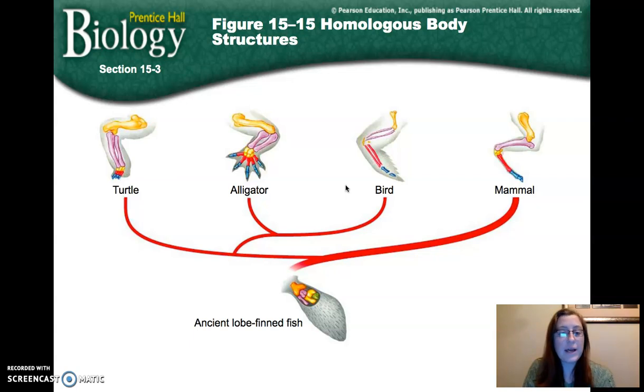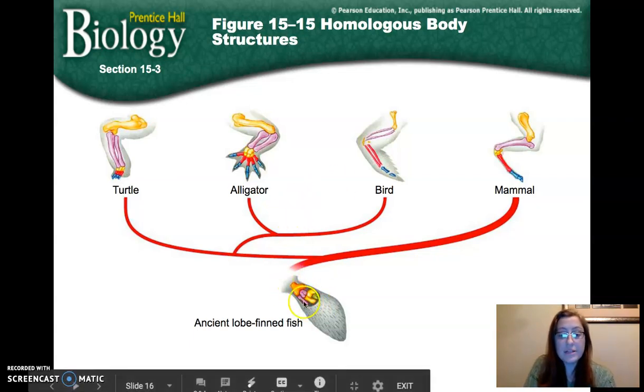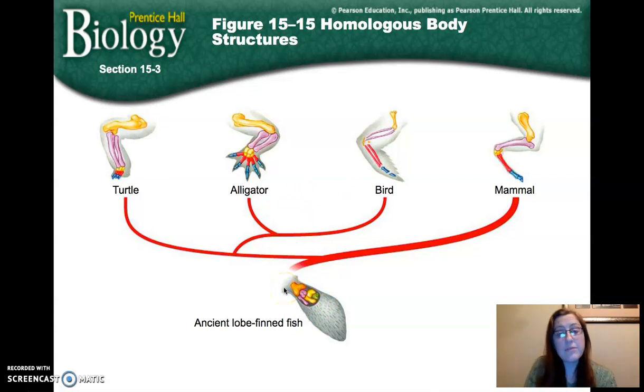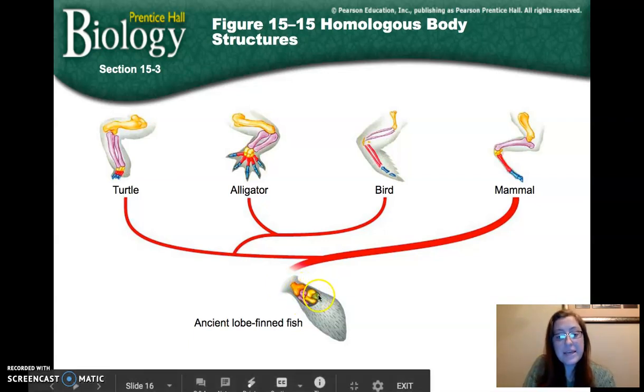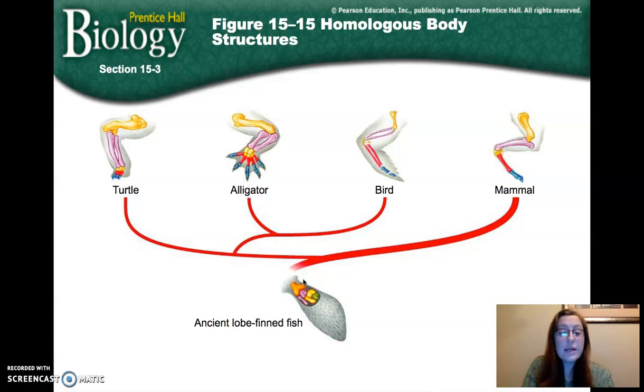So when we look back into ancient times and we look at a common ancestor, which would be a lobe-finned fish, remember from the fossil record where we looked at transitional fossils, we actually see evidence of these beginning bone groupings. So the reason why we have this bone layout, and why we share this among organisms, is because we are going to inherit that from our ancestors.